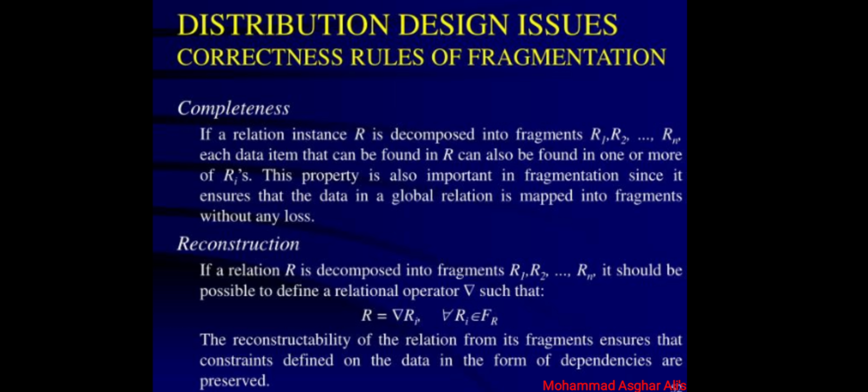Now, the second one is reconstruction. If a relation R is decomposed into fragments R1, R2, ..., Rn, it should be possible to define a relational operator ∇ such that R = ∇Ri, for all Ri ∈ FR. The operator ∇ will be different for the different forms of fragmentation. It is important, however, that it can be identified. The reconstructability of the relation from its fragments ensures that the constraints defined on the data in the form of dependencies are preserved.